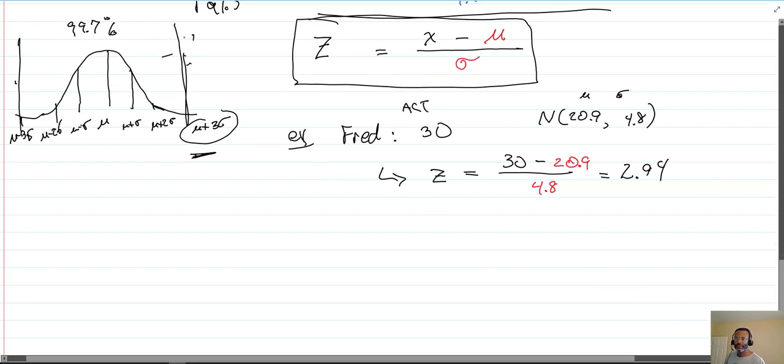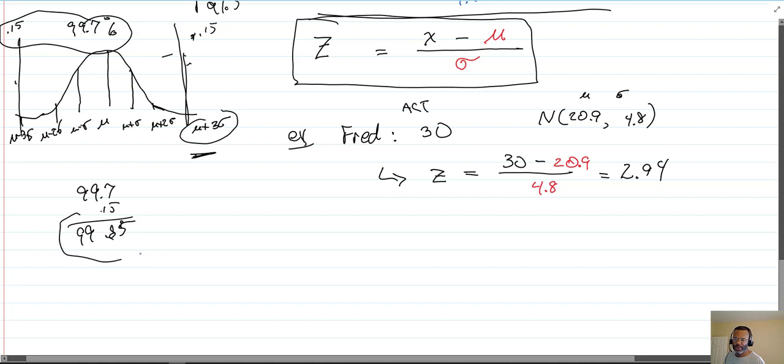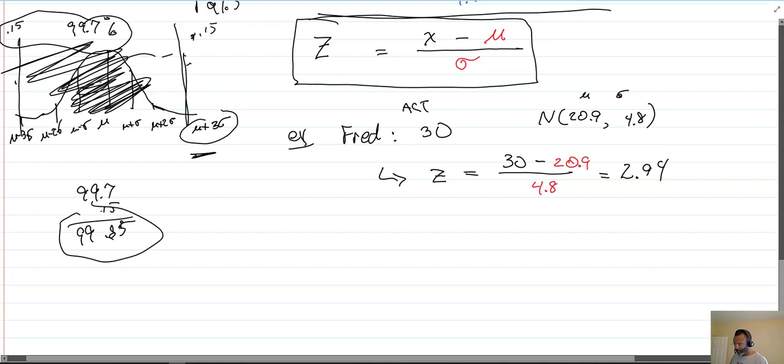But not only that, remember there's an additional 0.3% outside, split on either side. So half of 0.3 is 0.15 and 0.15. So 99.7 plus 0.15 is 99.85, so about 99.9. So if you're 3 standard deviations above the mean, your score is better than nearly 99.9% of all scores. So z-scores tell you quite a bit.